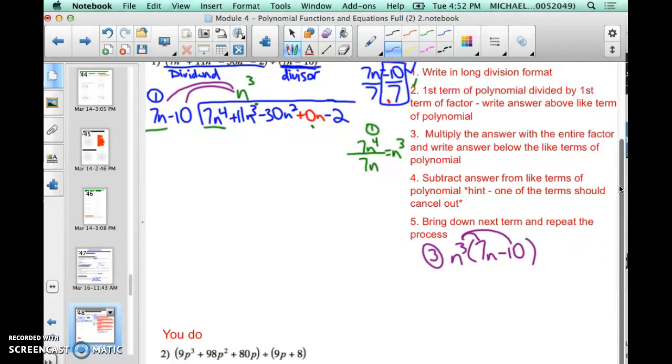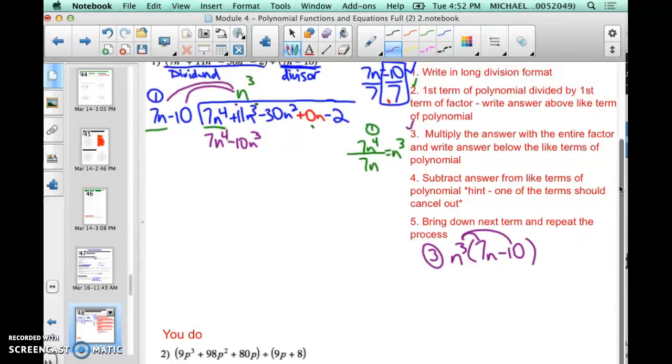N cubed times 7n is 7n to the fourth. The fact that it's the same as the one above it should jump out at you, because one of the terms should cancel out eventually throughout this whole process. Now, n cubed times negative 10 becomes negative 10n cubed, and I line it up with the 11n cubed below it. So I am done with step 3. I've multiplied the answer of division back into the factor to get the start of a new polynomial. Step 4 will give us a new polynomial to work with.